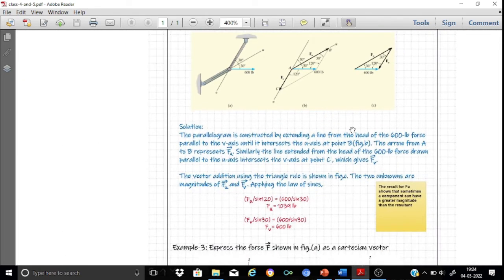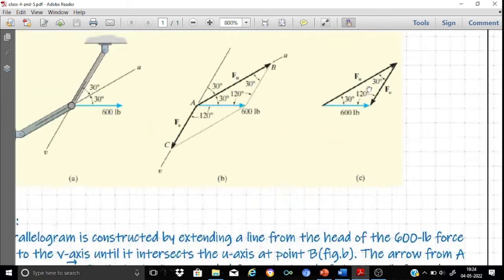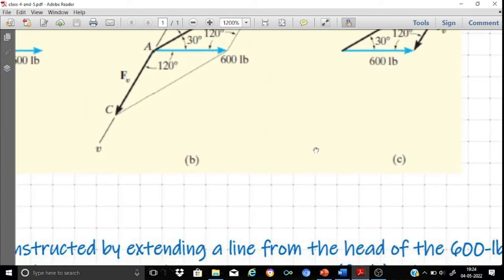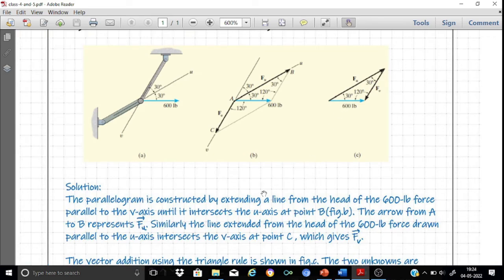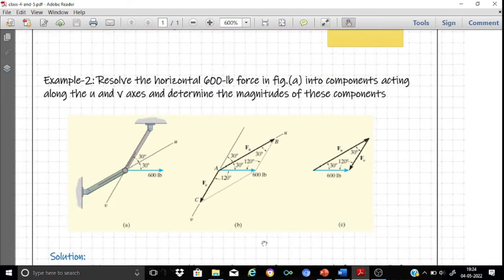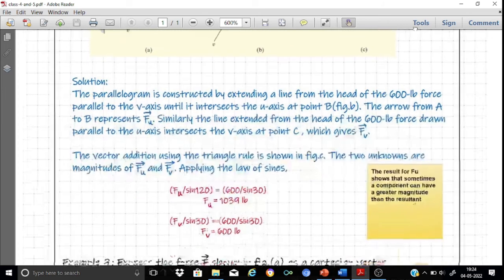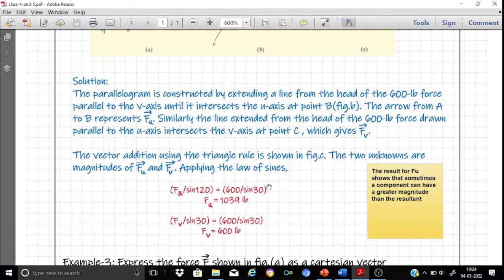We can straight away apply the law of sines to this vector triangle. What we obtain is Fu divided by sine 120 is equal to 600 divided by sine 30. This is the application of the law of sines, from which we obtain Fu, the magnitude of the component of the 600 lb force along the U axis, as Fu equal to 1039 lb.